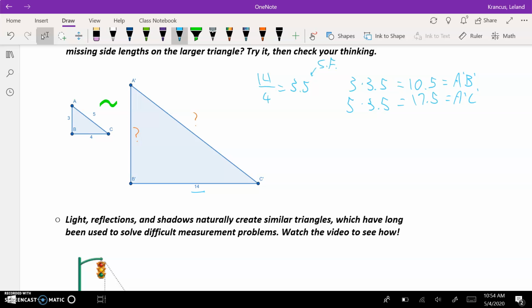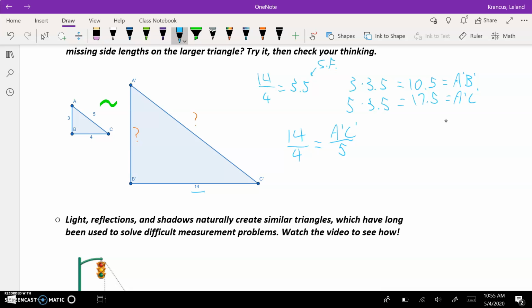So this time I'm going to write a proportion. And so on this one, I'm going to start with what we did before. 14/4 is a ratio relating corresponding parts. And we know that that ratio, when we're comparing two similar shapes, should be equal to the ratio of, let's say, AC in the larger triangle, that's the hypotenuse, to AC on the smaller triangle, which we know the length of, which is 5.